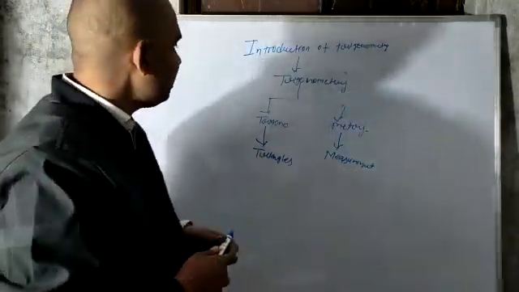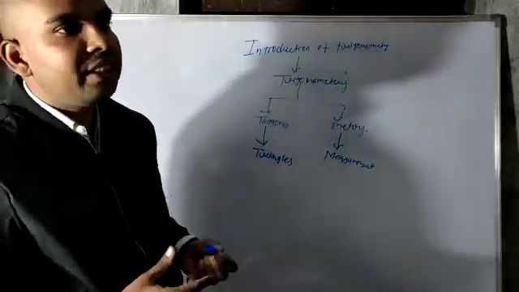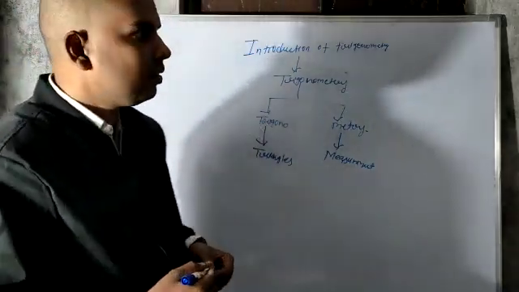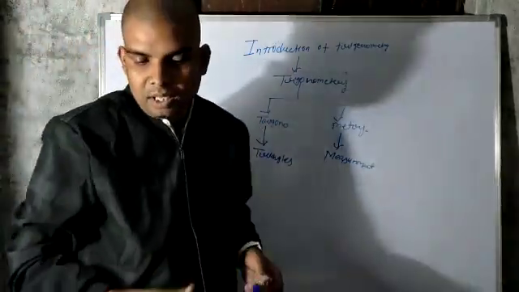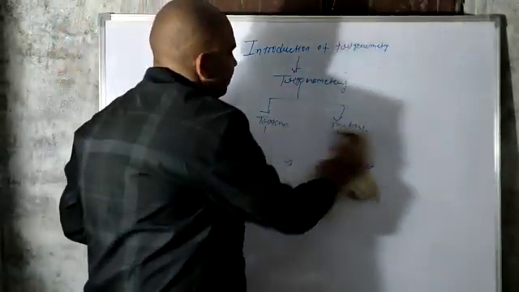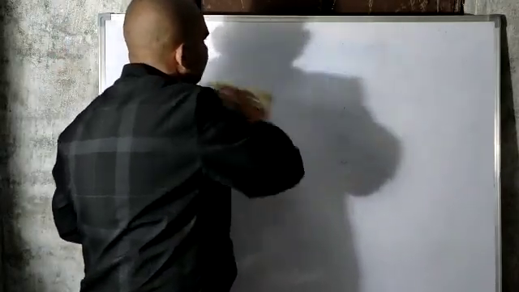Okay, there are many types of triangles: right angle triangle, isosceles triangle, and equilateral triangle. But in trigonometry we will discuss only the right angle triangle. This is a right angle triangle.